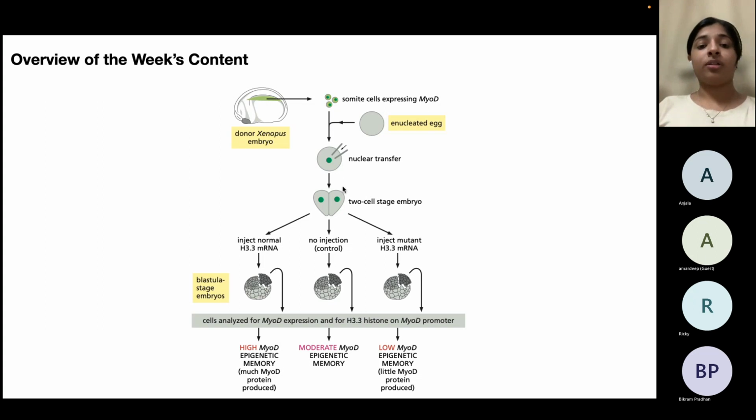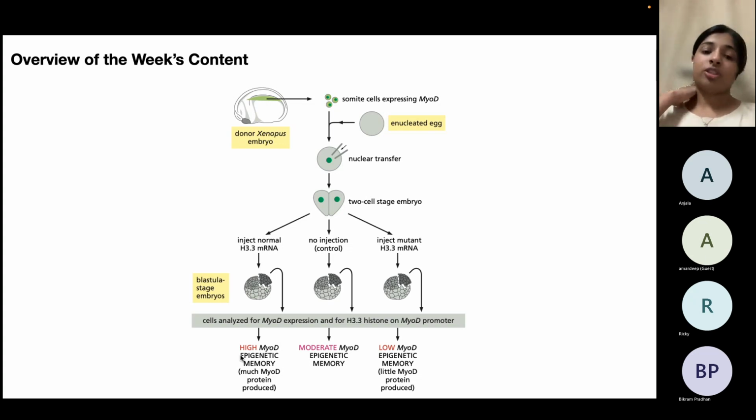But they found that in this stage itself, if there's nothing injected into this cell, then there is moderate MyoD expression. However, there's still MyoD expression because it was initially from a somite cell. However, if you inject normal H3.3 mRNA, which is a particular histone variant that, once it is integrated into a nucleosome of a particular region, then it transfers certain traits, right? Then they saw that MyoD became highly expressed.